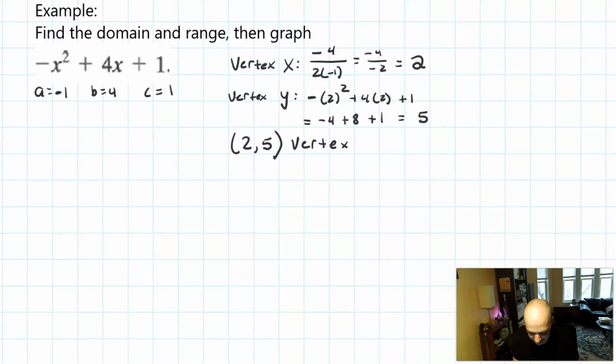It's also asking me to find the domain and the range. Once you know the vertex, you can find the domain and range pretty easily. I notice that the negative here means it's going to open down.